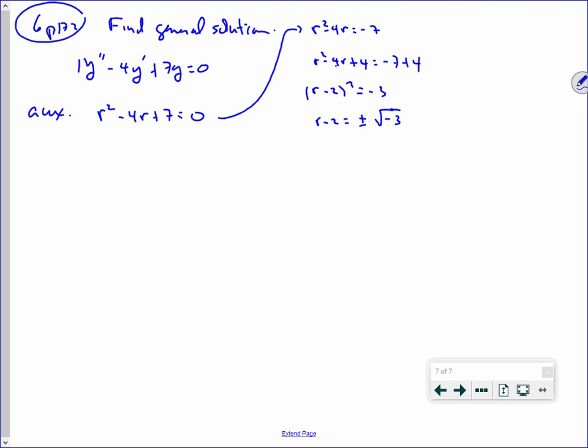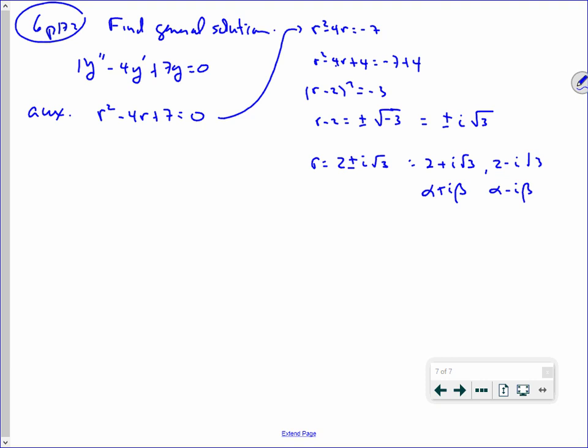So take the square roots. r minus 2 is plus or minus the square root of negative 3. And remember, the square root of the negative part is i. So plus or minus i square root of 3. So when you add 2 to both sides, we like to write the i in front of the radical, otherwise it almost gets underneath it. Okay, so what we're looking at here, remember the way I wrote this down, this is alpha plus i beta, alpha minus i beta.